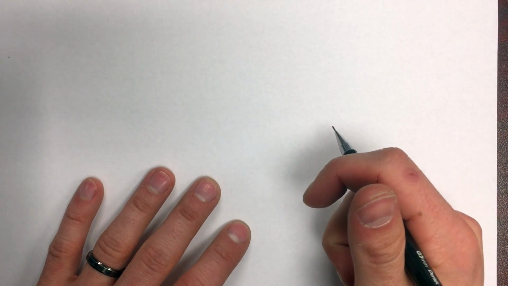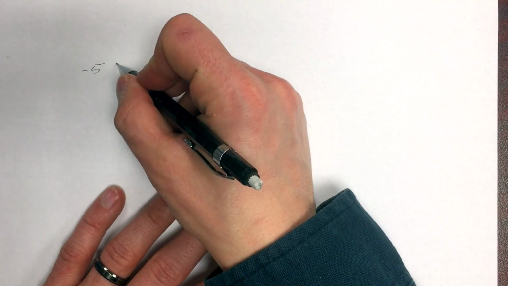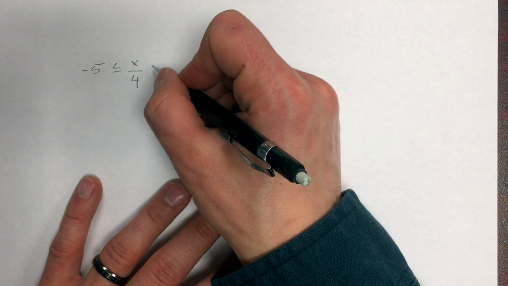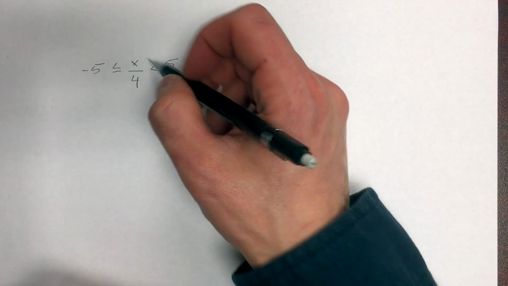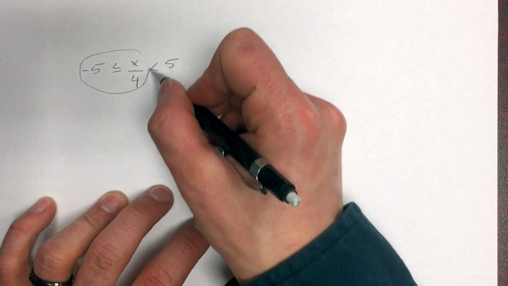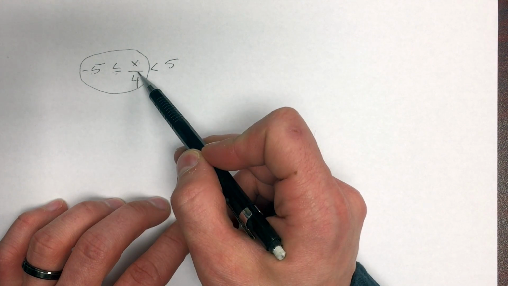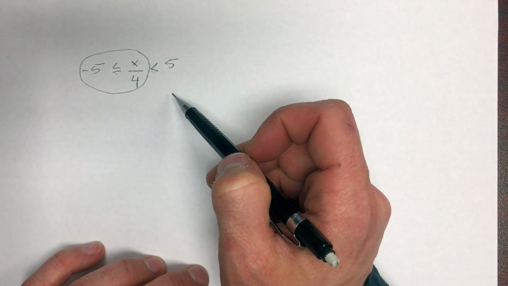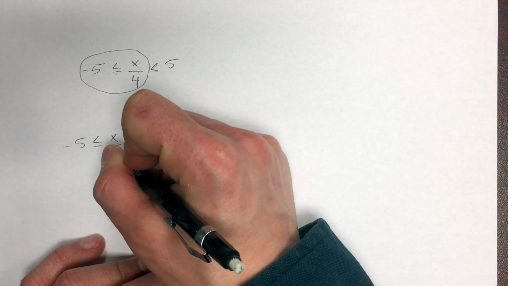Okay, let's look at one more example, and we're going to say negative 5 is less than or equal to x divided by 4, which is less than 5. Okay, so let's split the inequalities up. Okay, the first one is that right there. Negative 5 is less than or equal to x divided by 4. So we're going to stop right before we get to the other inequality symbol.